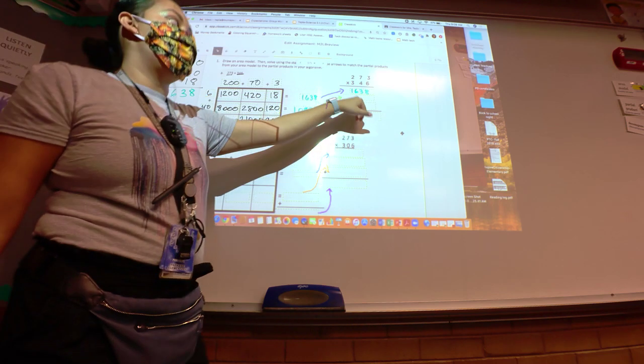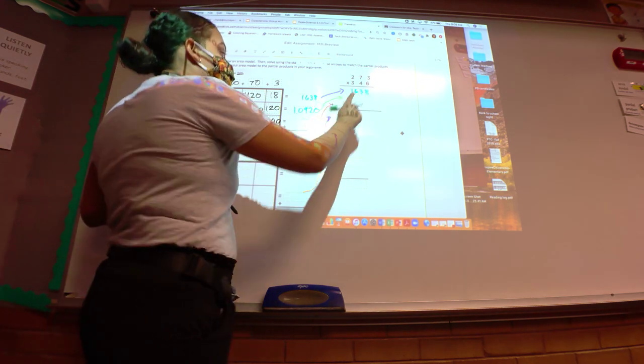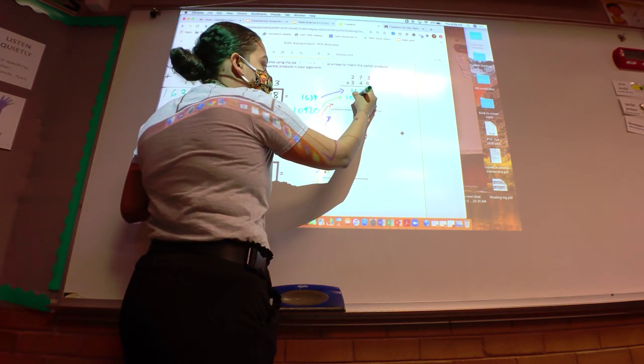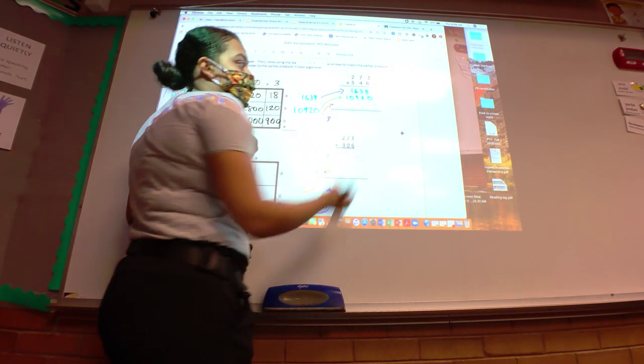This is also the partial product for this problem. So 10,920.